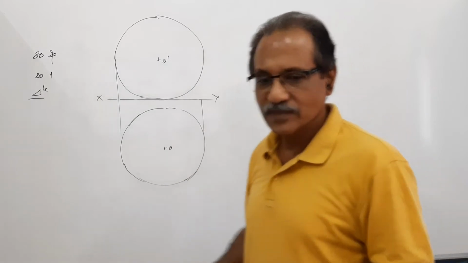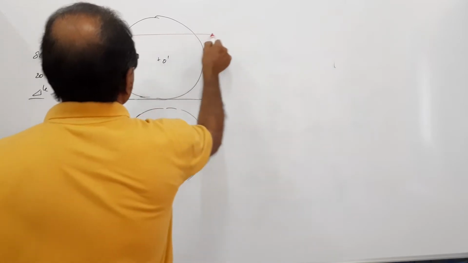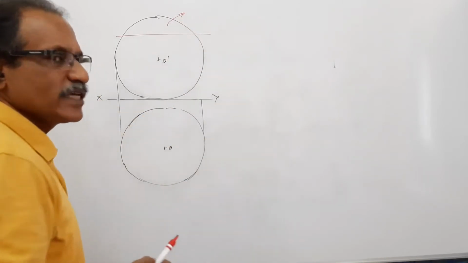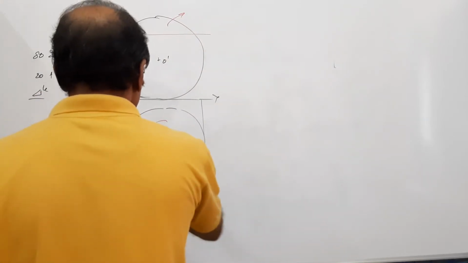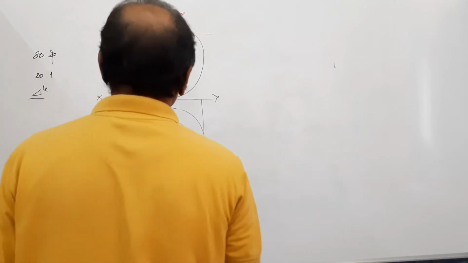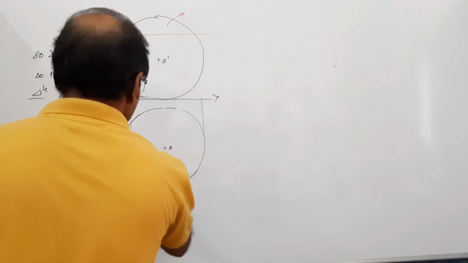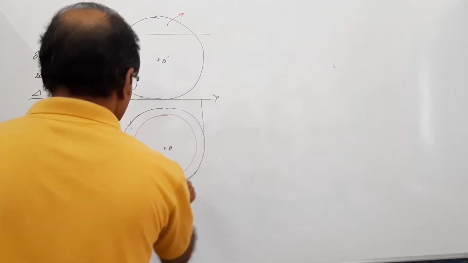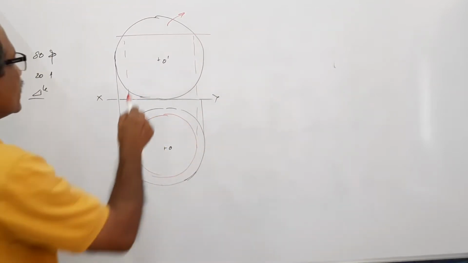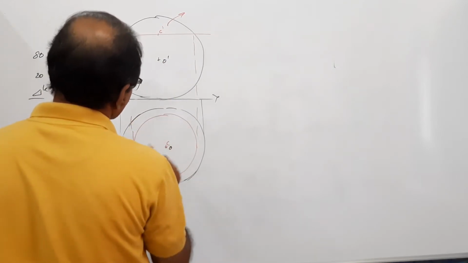Plan, elevation. Then what? You have to draw the cutting plane. Where is the cutting plane? 20 mm above the center, draw a horizontal line. That's the cutting plane. When you remove this, what happens? You see a new circle. Where is that? This is the new circle. Agreed? This is C dash and O itself becomes C.